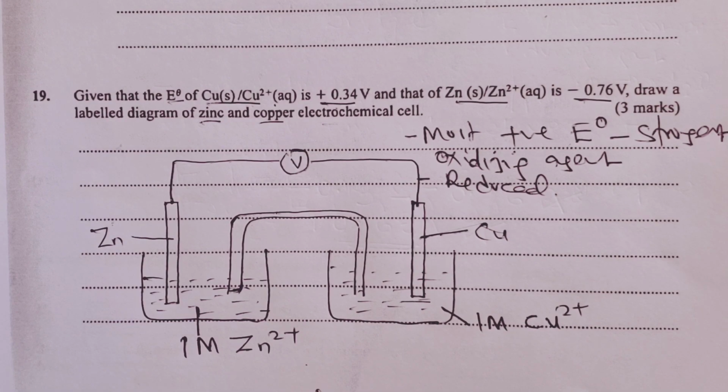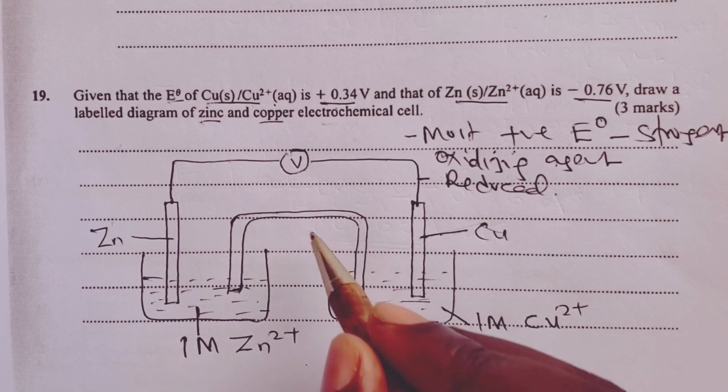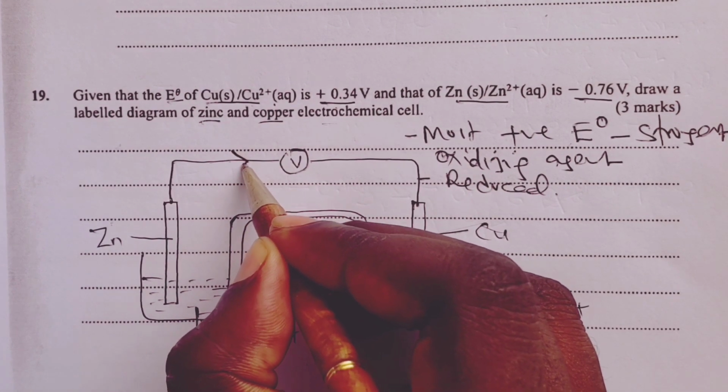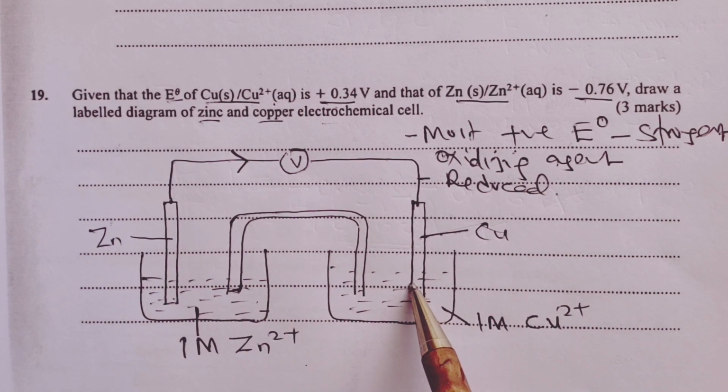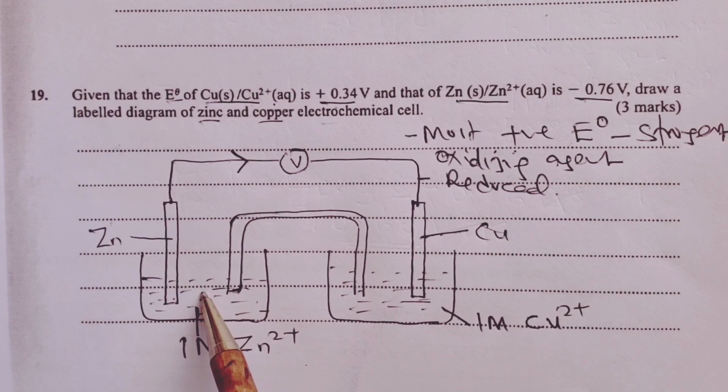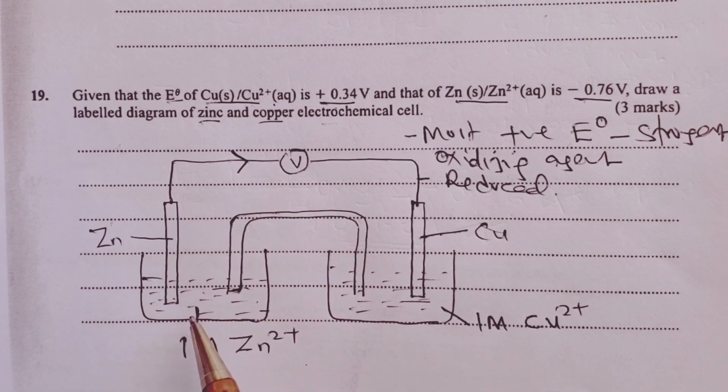And a candidate was supposed to go ahead and show the direction of electron flow. Electrons usually flow from the anode to the cathode. Anode is the half cell where oxidation takes place. So this arrow would be the direction of electron flow.